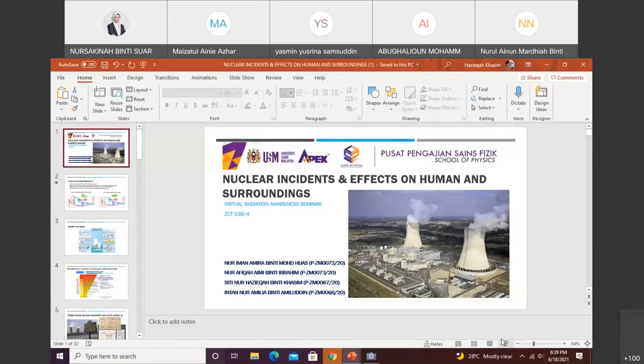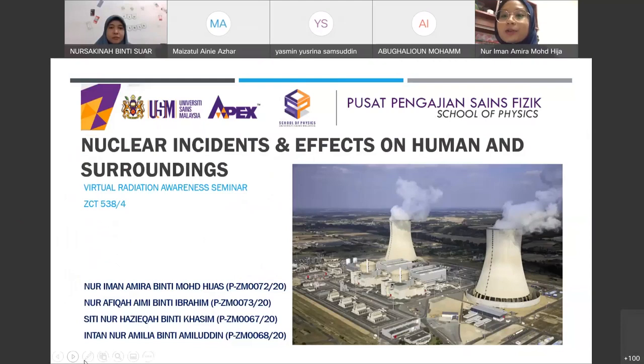Okay, assalamualaikum and hello everyone. First of all, thank you for coming tonight. My name is Nur Iman Amira, and our group will give you an insight about some of the nuclear incidents that previously happened and their impact on humans and the surroundings. But first, let me give you a brief view of what a nuclear reactor is and how it works.